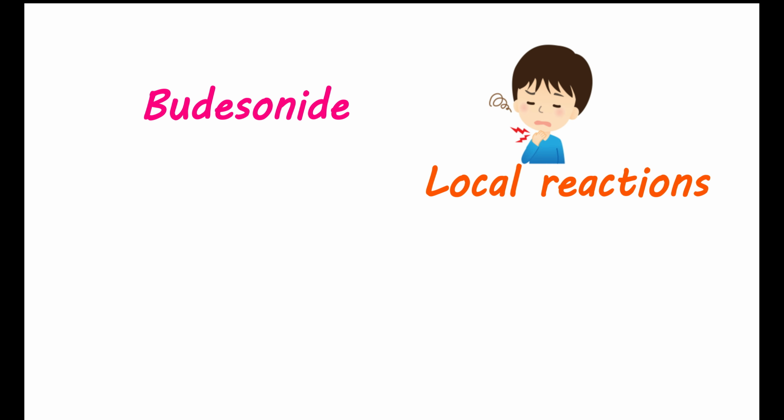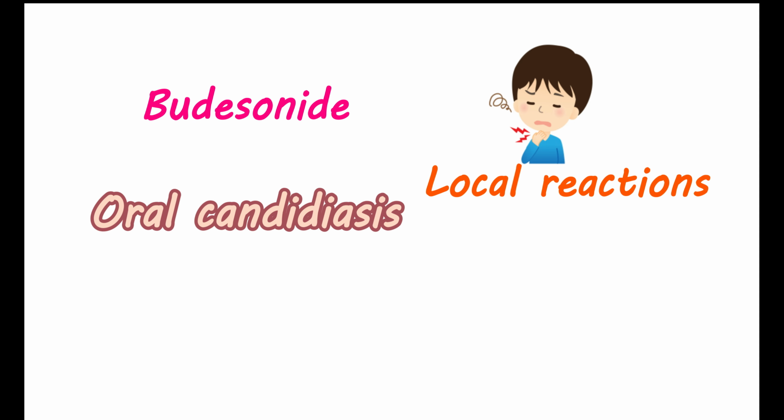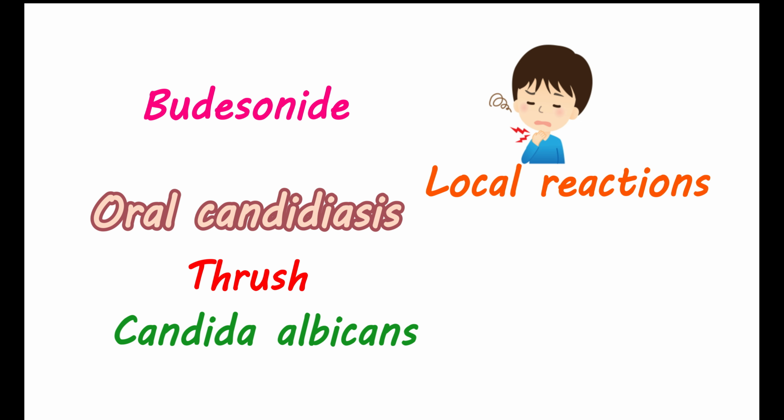Particularly, it can produce a few local candida-like infections. It can produce a condition called oral candidiasis. It is also called thrush. It is produced by opportunistic yeast infections. Candida albicans is one of the organisms that may produce this condition.